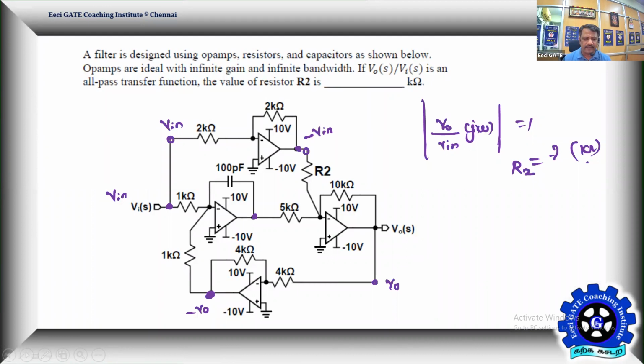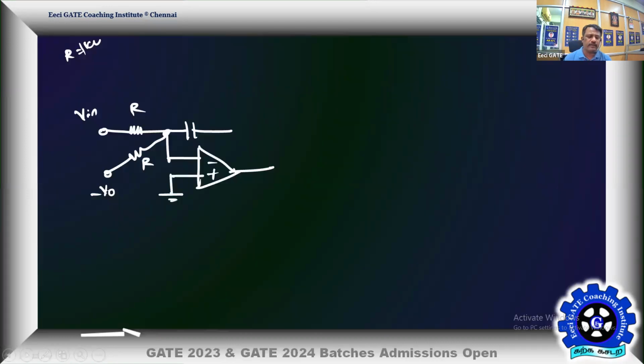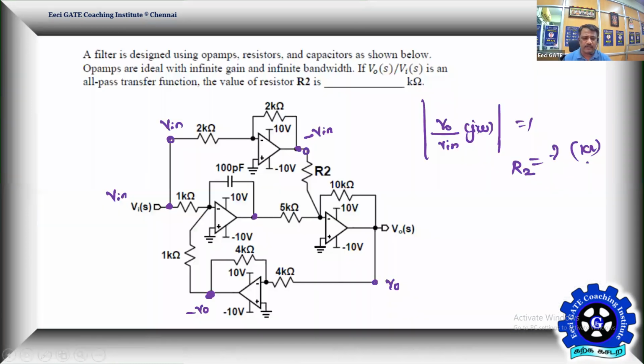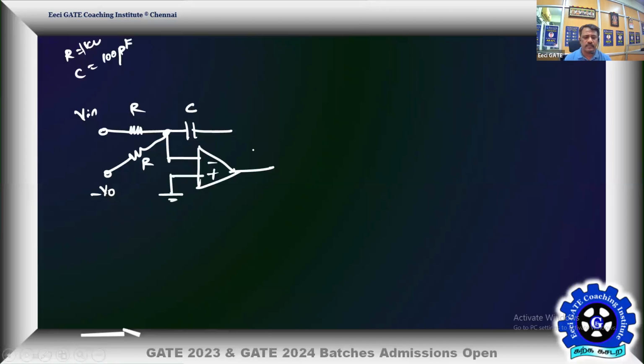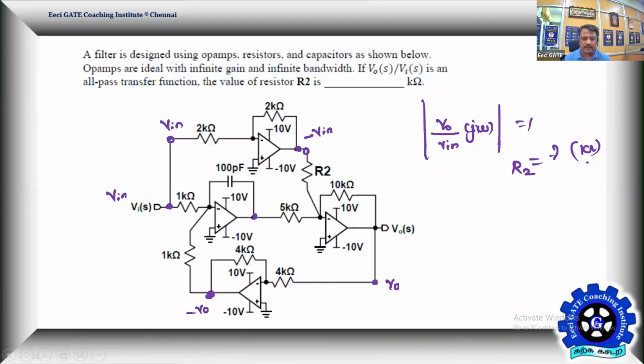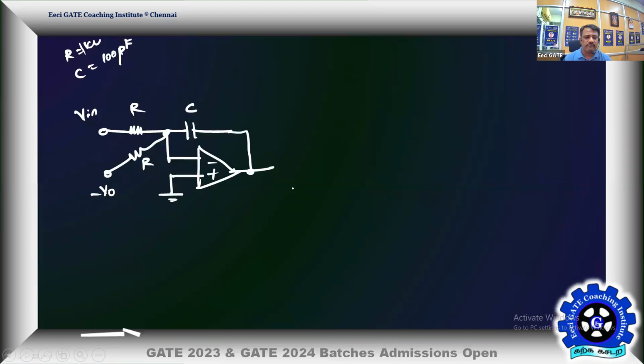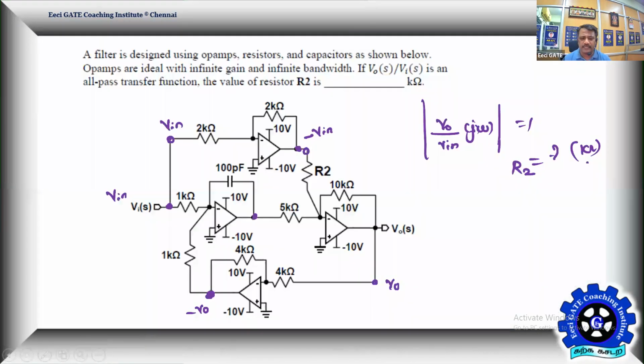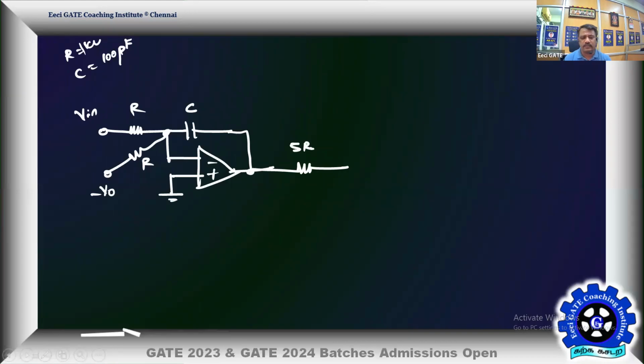And let me take this capacitance C, that is 100 picofarad. We'll substitute this value later. So C is equal to 100 picofarads. It's connected to the output. Then it is connected to a 5 kilo ohm resistor. Let me take it as 5R, because I'm taking R is equal to 1K. So 5R. And then another resistance of 10K, so I'll take it as 10R.